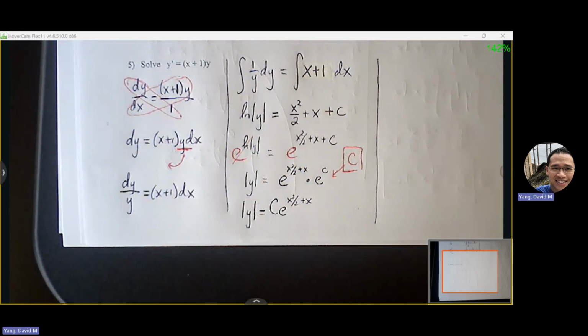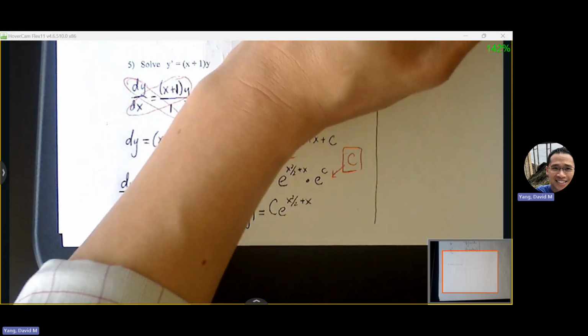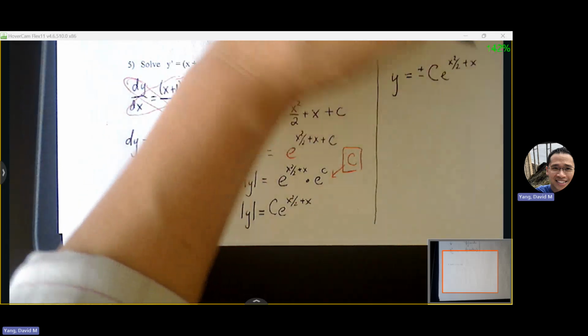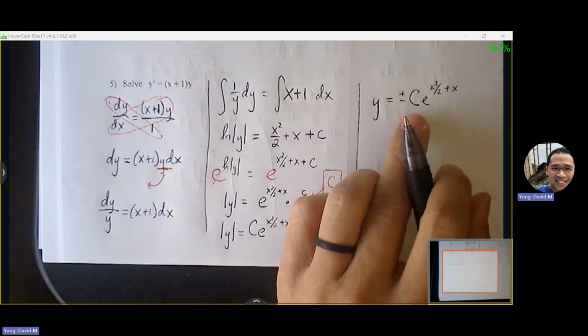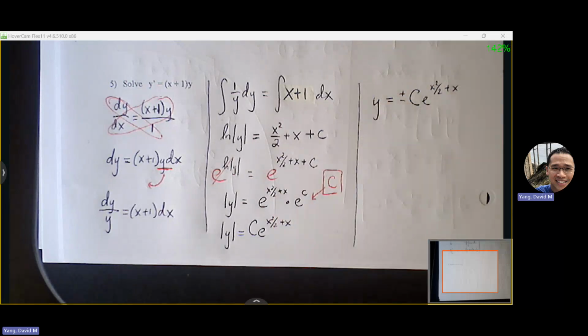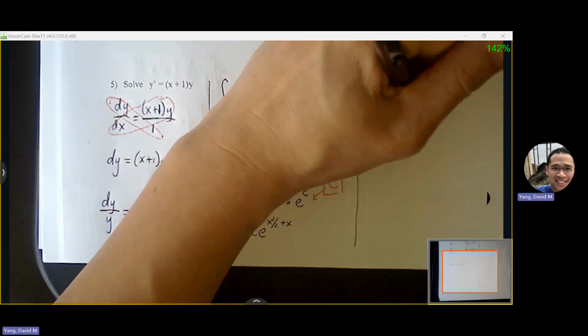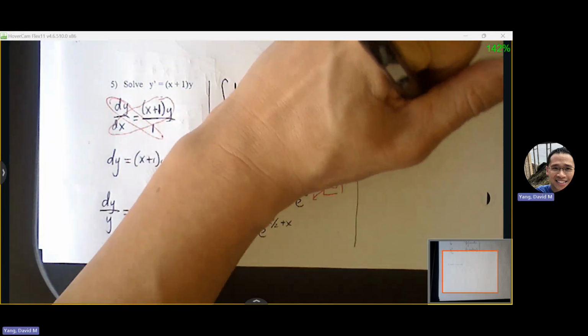Okay, we're almost there. We're going to drop the absolute value. The absolute value represents plus or minus values, and then a plus or minus ce to the x squared over 2 plus x. And then we know that c can represent both positive and negative numbers. We'll let that plus or minus kind of absorb into that c. So y is equal to ce to the x squared over 2 plus x.